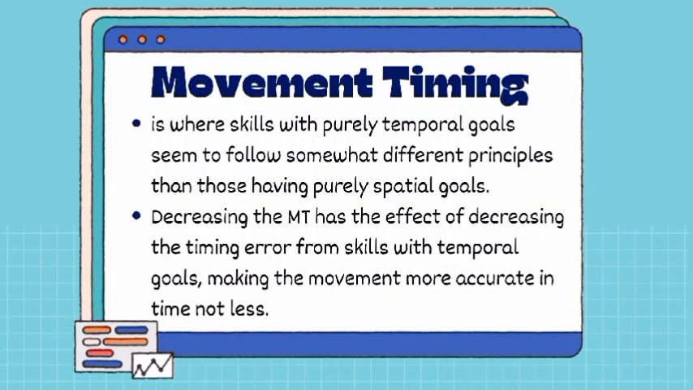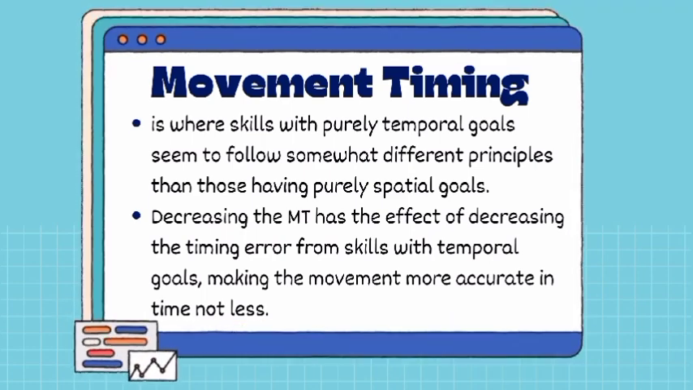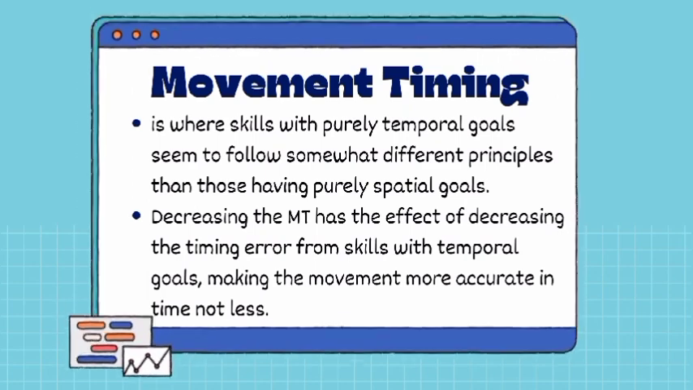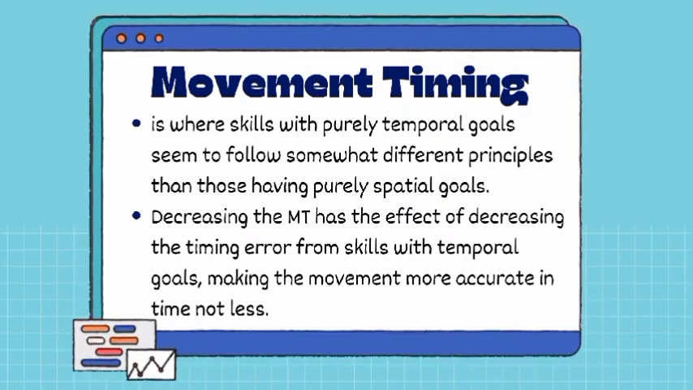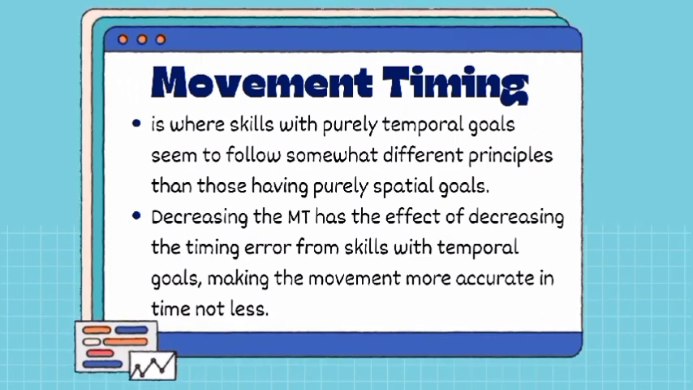Now, let's proceed to movement timing. What is movement timing? Movement timing is where skills with purely temporal goals seem to follow somewhat different principles than those having purely spatial goals. Decreasing the movement time has the effect of decreasing the timing error for skills with temporal goals, making the movement more accurate in time, not less.